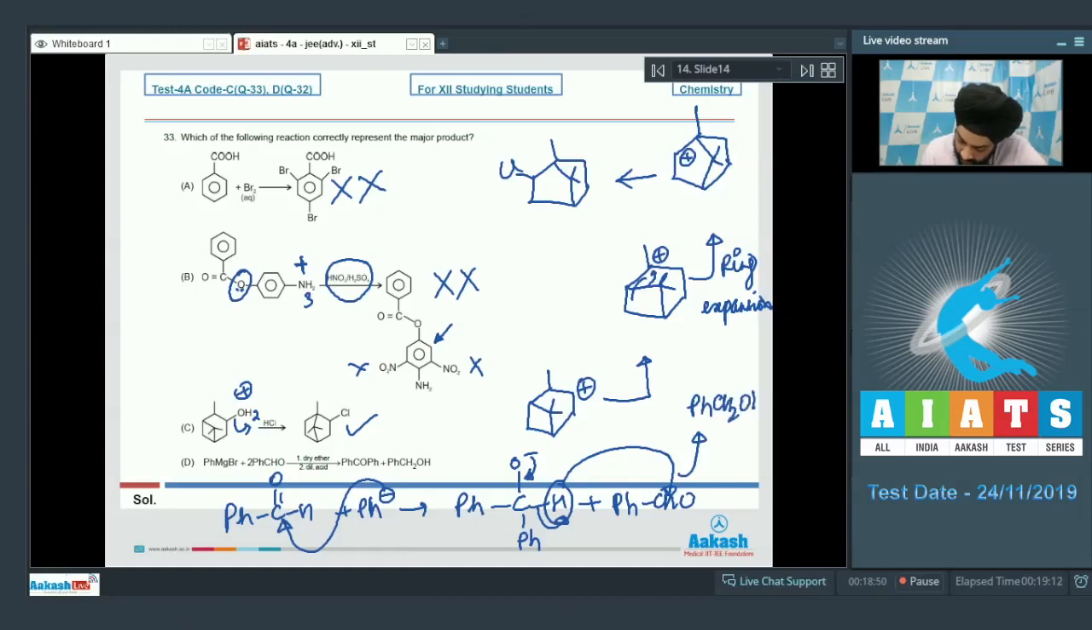the benzyl alcohol. Okay, so finally students, benzyl alcohol is obtained, and then if we talk about this compound, this will convert into the benzophenone. Okay, so students, we have the formation of benzophenone and we have the formation of benzyl alcohol. So if you look at the products which are given to us, students, we can clearly see that this reaction is also correctly represented. Okay, so for question number 33, we have to mark the answer as option C and option D. Let us look at the next question now.